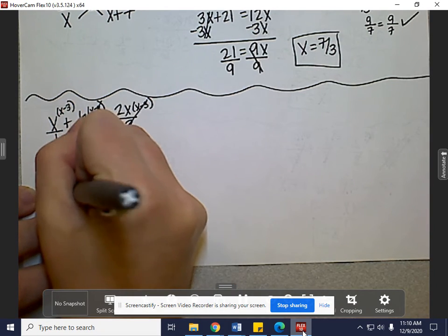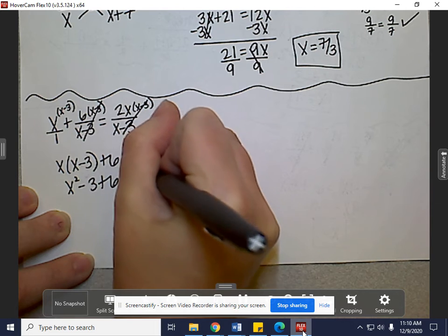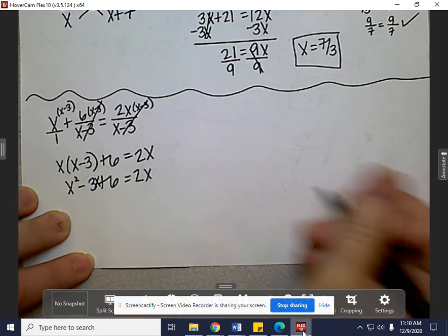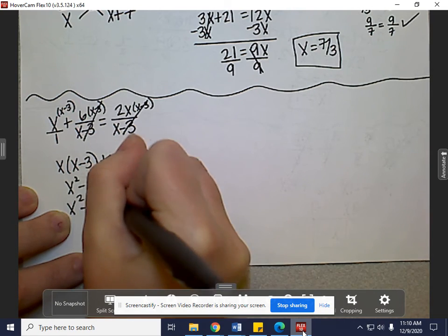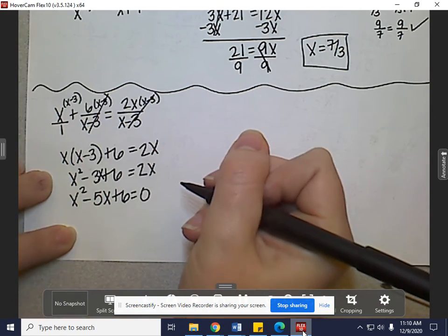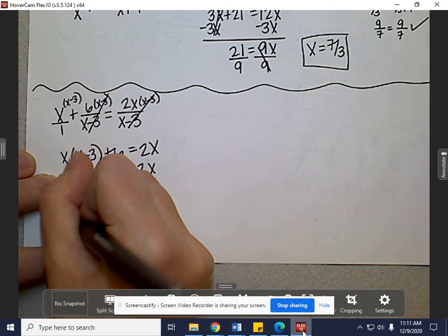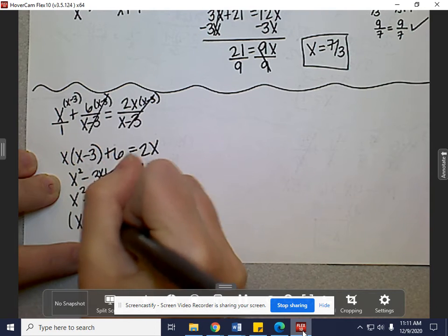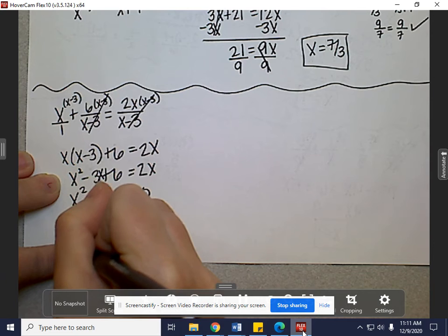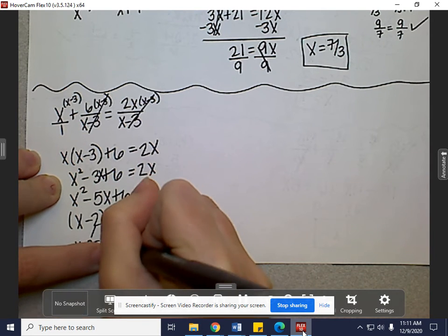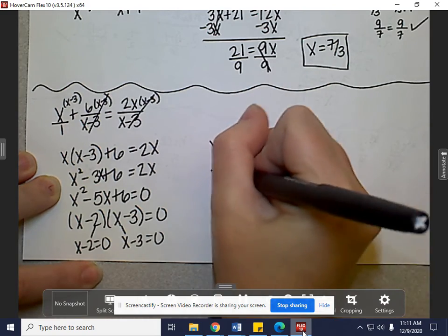Let's do a little bit of simplifying. x squared minus 3x plus 6 equals 2x. Okay. Let's set it equal to 0. When you see these quadratics, you are going to set them equal to 0 so you can solve them. We're going to do more with quadratics next chapter, but as of right now, we should be able to solve by factoring. So that would factor to x minus 2 times x minus 3. And then I can set both of these equal to 0 to get my two answers. And my two answers come out to be x equals 2 and x equals 3.